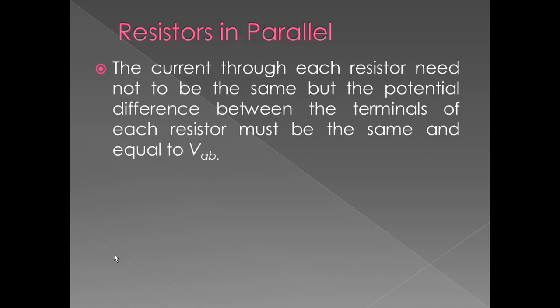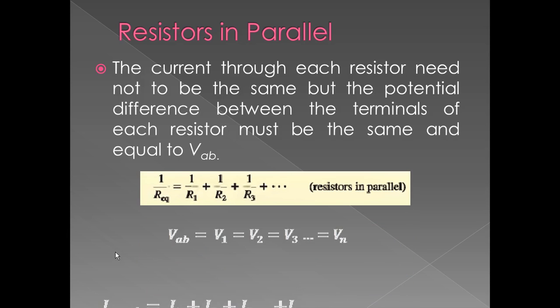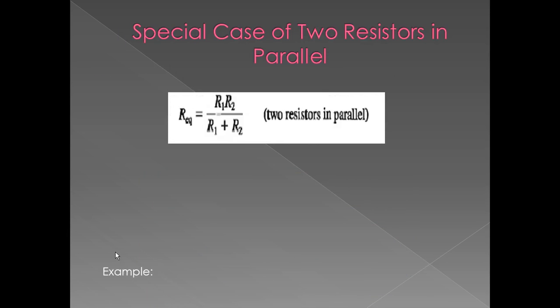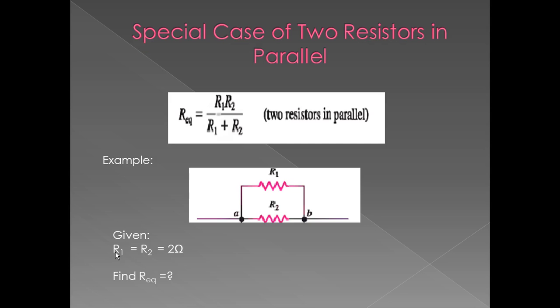Okay, so let's proceed with resistors in parallel. The current through each resistor need not be the same, but the potential difference between the terminals of each of the resistors must be the same for all the resistors connected in parallel. Okay, so the connection in parallel, as an illustration, we see here, this is the type of connection for resistors in parallel.